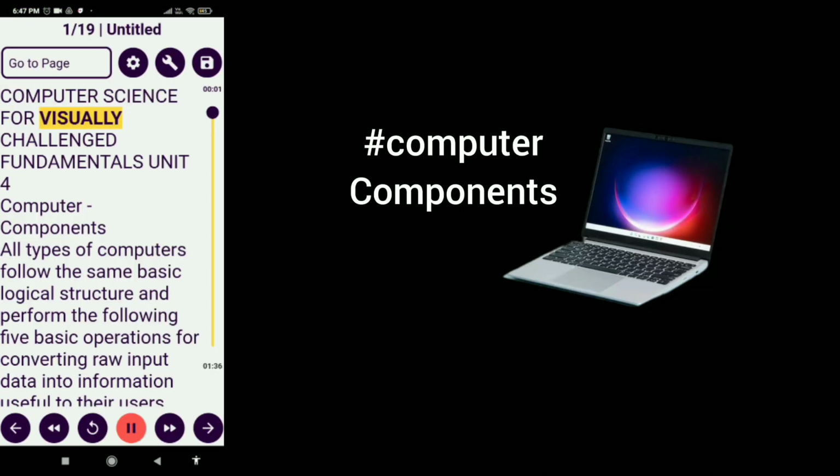Computer Science for Visually Challenged. Fundamentals Unit 4. Computer Components.